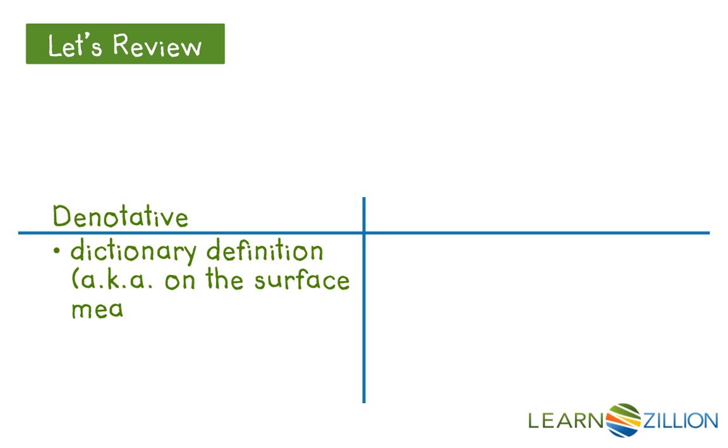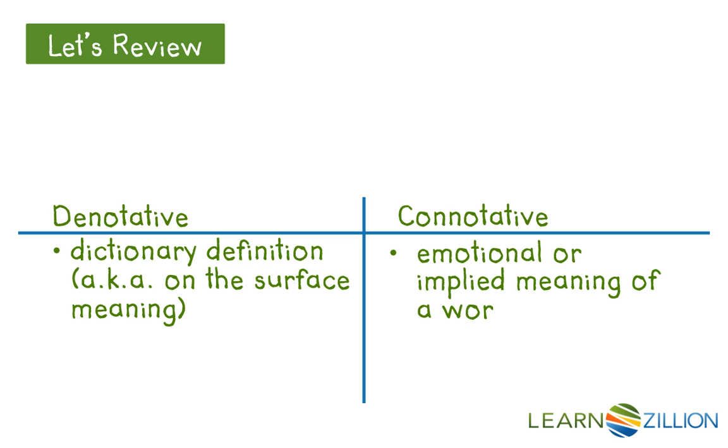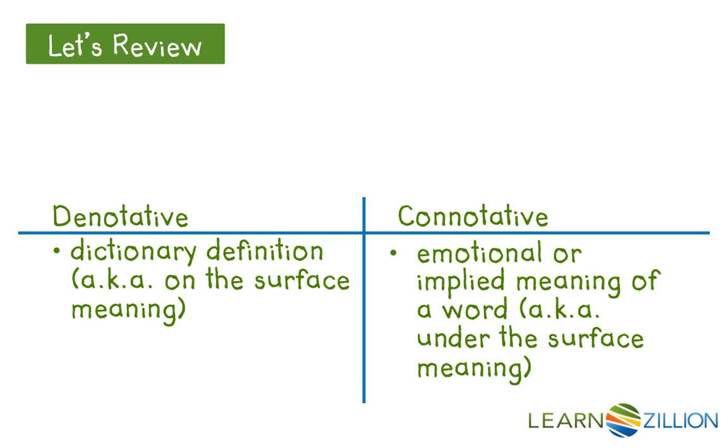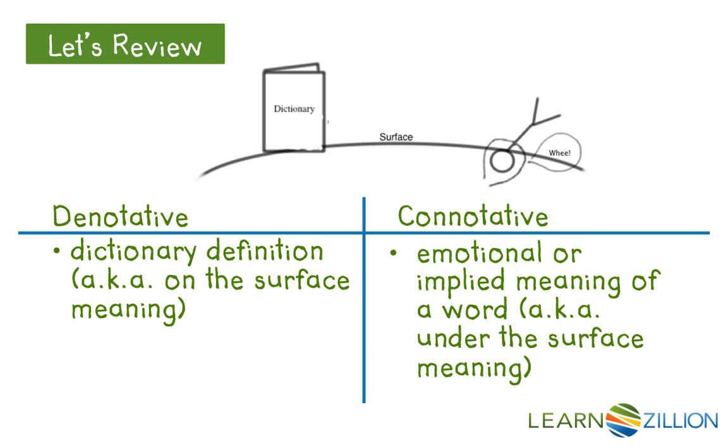So, the denotative meaning of words is the dictionary definition. That's also known as the on-the-surface meaning of words. Whereas the connotative meaning of words is the emotional or the implied meaning of a word. You can also understand that as the under-the-surface meaning of a word.